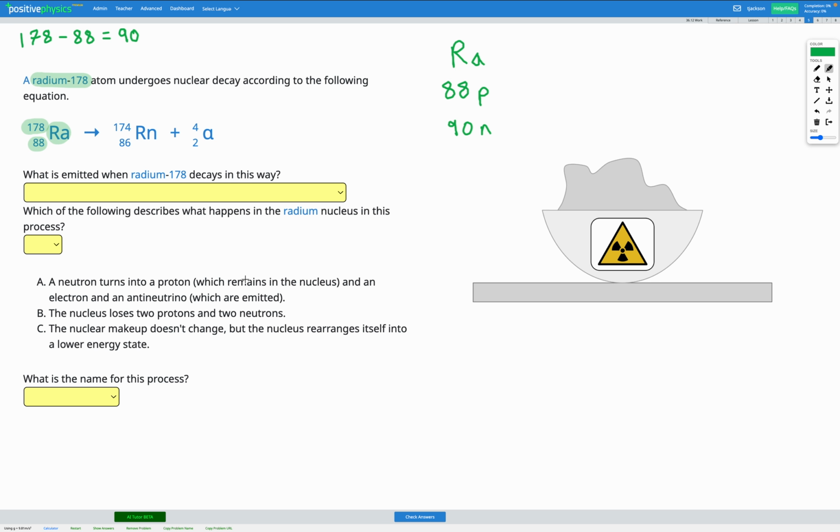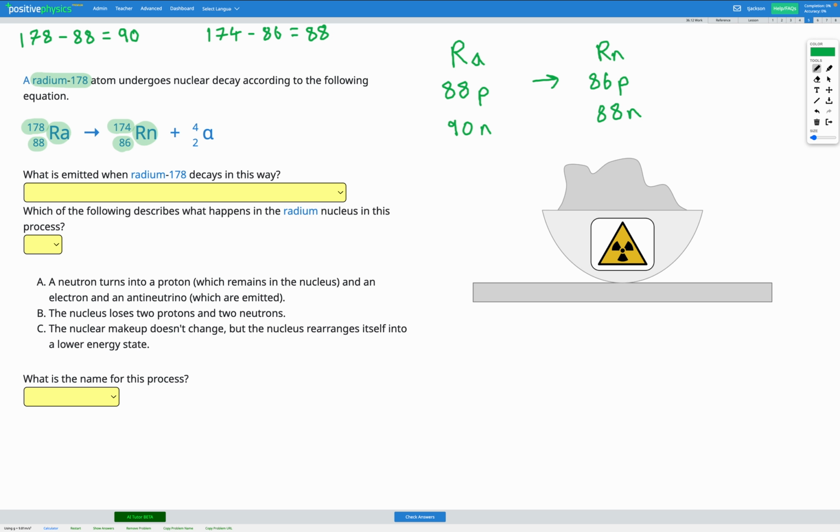Then on the right hand of our equation, we have Rn, which is radon, which has an atomic number of 86 and a mass number of 174. So an atomic number of 86 means we have 86 protons, and a mass number of 174 means we have 174 protons and neutrons together. If we subtract 86 protons, that gets us 88 neutrons. So we've got 86 protons and 88 neutrons.